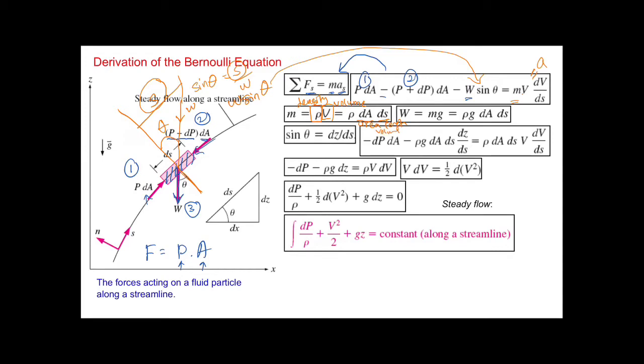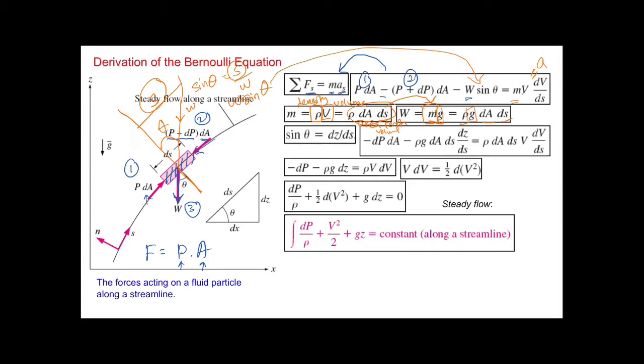Another one is W. W, as we know, is the weight of the particle. It's actually equal to mass, which is kilogram, times gravity. You simply insert the derivation of m from this one into the m, then you have rho dA ds times g.